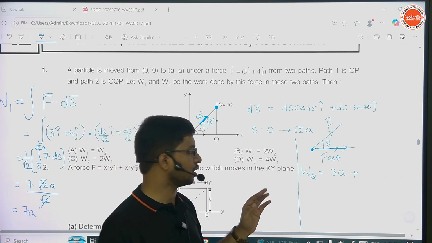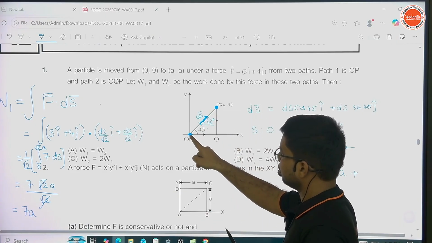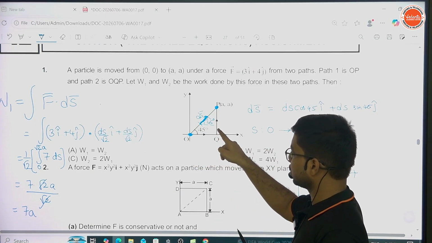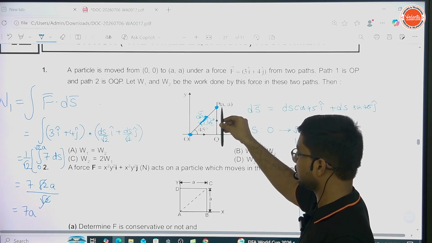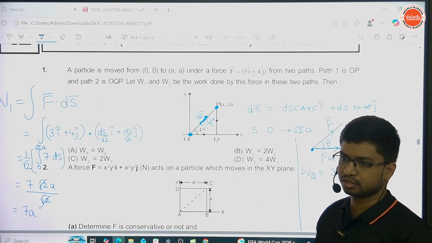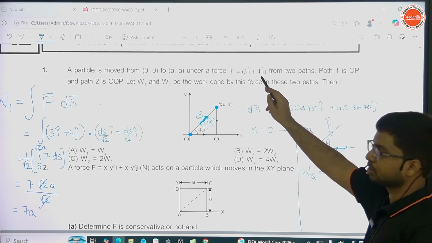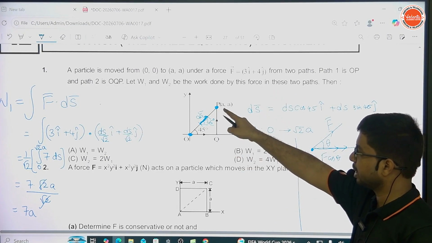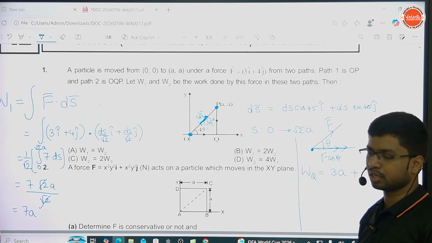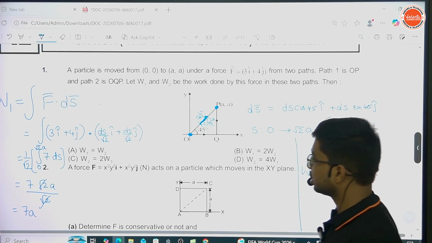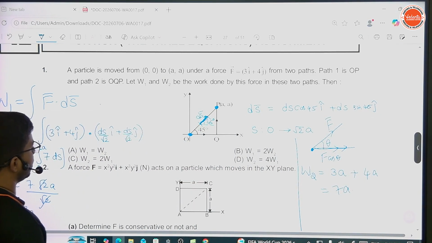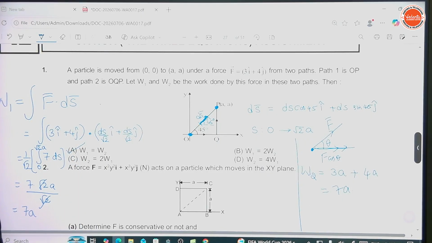Understood? Right. And then we have calculated the work done from O to Q. Now Q to P. What is the component of the force in the QP direction? That is nothing but your 4j cap. Clear? And in the QP direction, your displacement is A. So then directly multiply, like 4A. Clear? So we got a total of 7A over here. Which means your W1 and W2 over here are the same. Understood? Right.